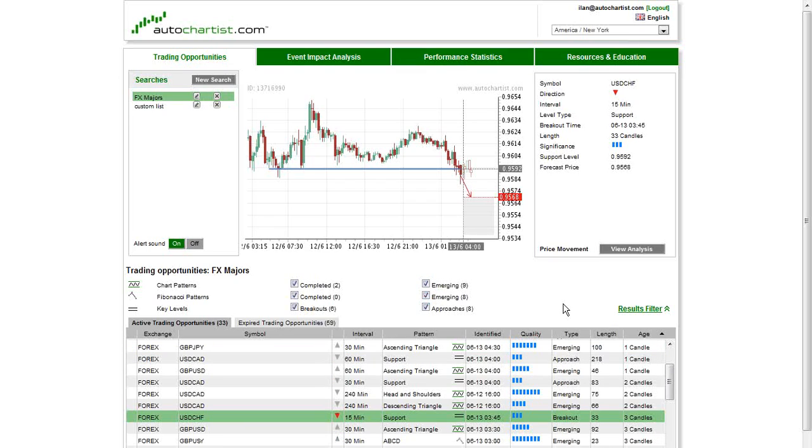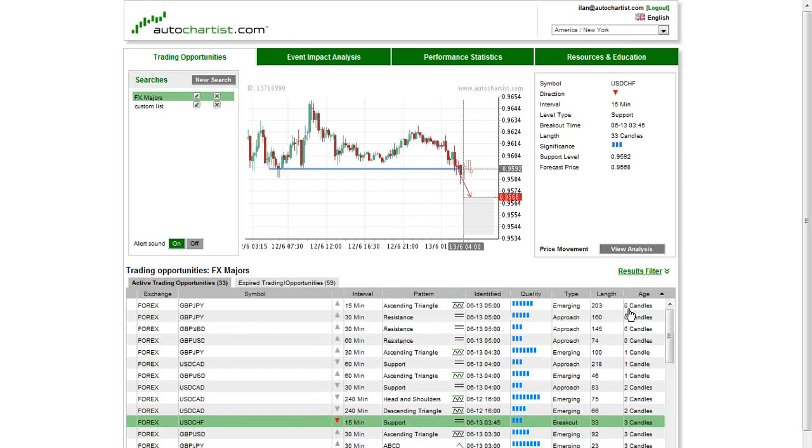And of course, if you want more space on your screen, you can just click on this little results filter icon or wording, and then Autochartist gives you the ability to make the screen bigger or smaller.